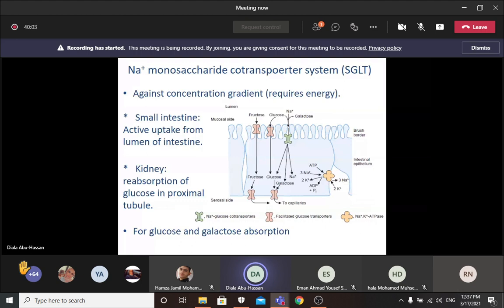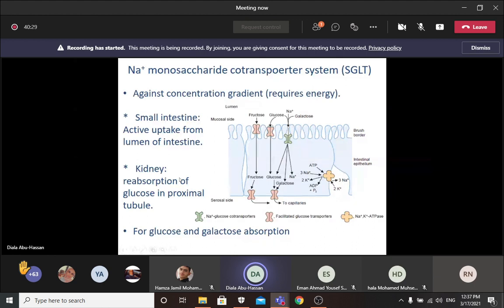The other type of transporters is the sodium-dependent co-transporter system, or the SGLT. This one, as you can see in here, is present on the brush border, for example, of the small intestine for active uptake. For example, if the concentration of glucose and galactose is low, we would absorb them through this type of transporters on the intestinal cell brush border.